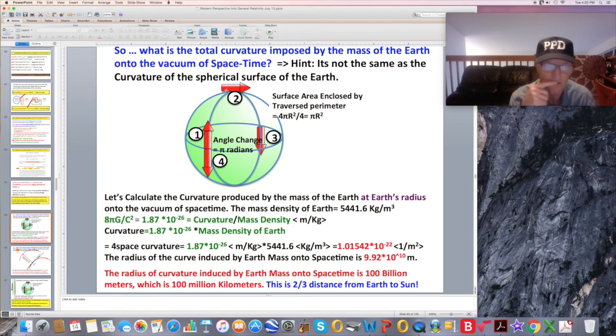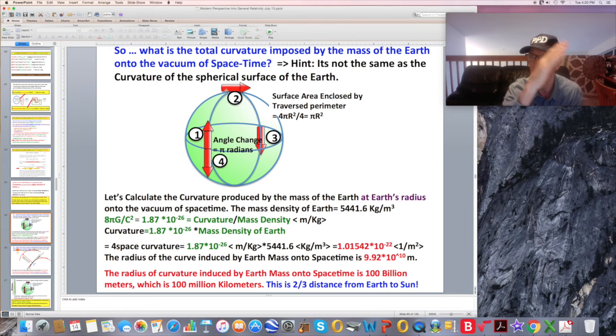The curvature is so small. This radius of curvature is 100 million kilometers long. It's 2/3 the distance from the Earth to the Sun. So it's almost the full distance, this radius that's sweeping out this arc.